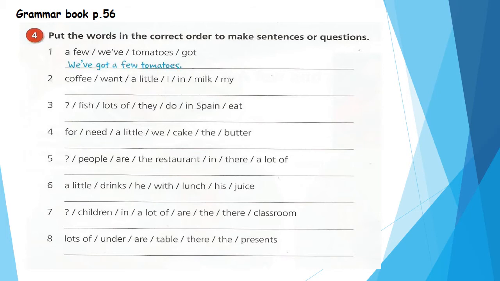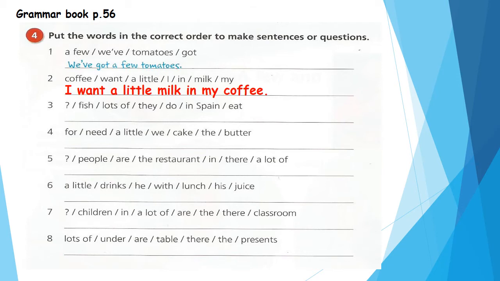Number 2. Coffee, want, a little, I, in, milk, mine. Okay. Here we'll start by the subject. What is the subject? I. Super. After that we want the verb. Yes, want. I want what? Yes, a little. What is the noun? Coffee. I want a little coffee. Where? In my milk. Okay, easy?